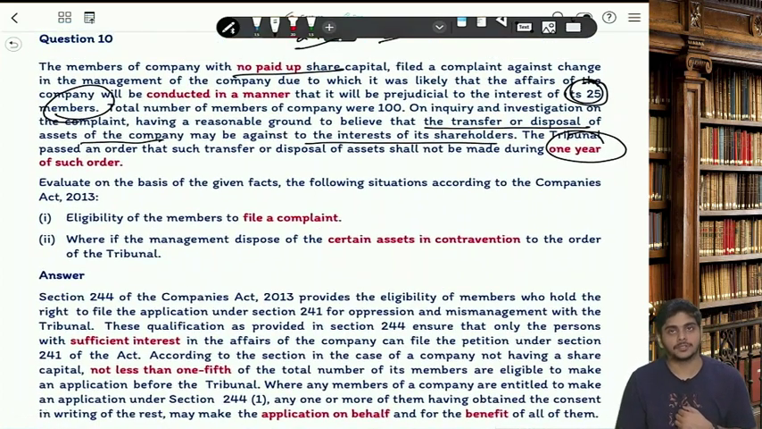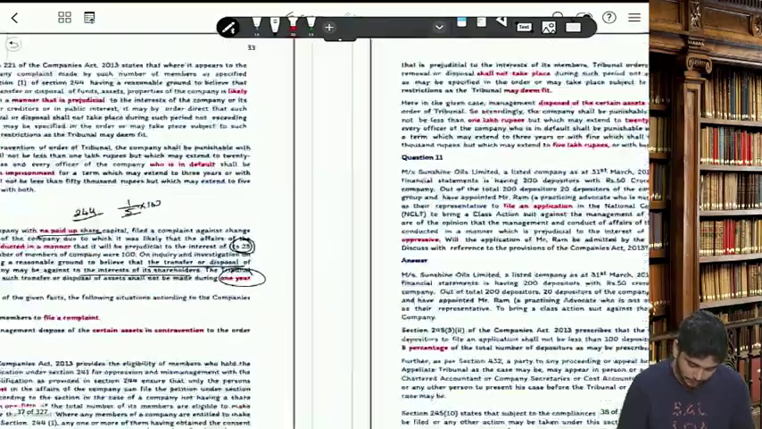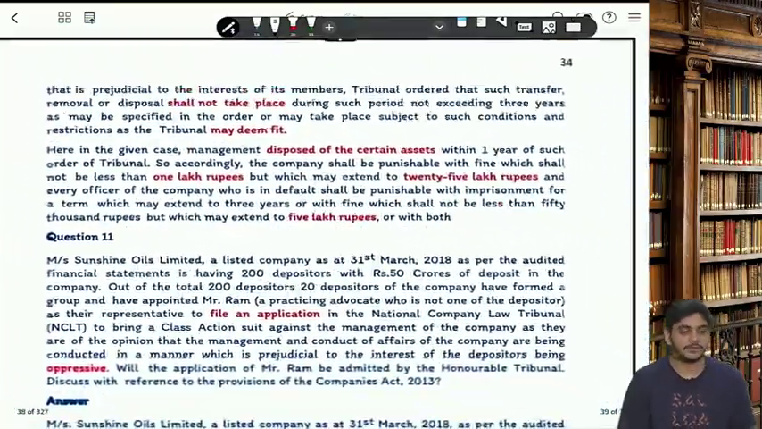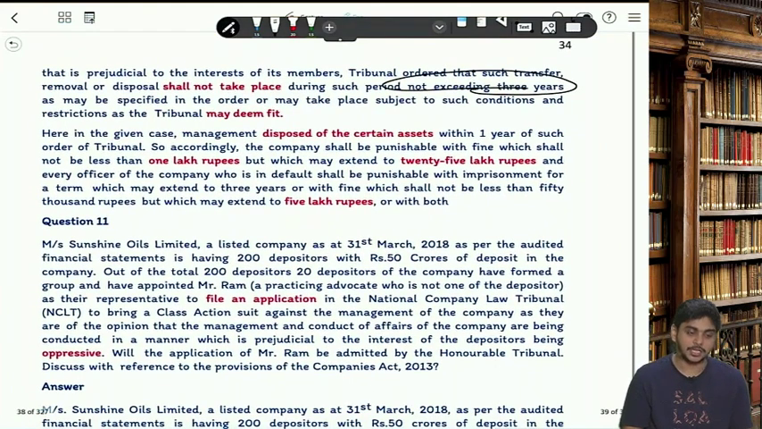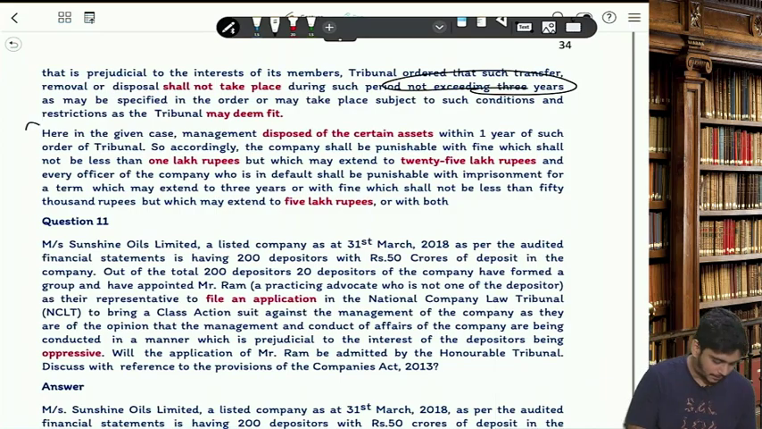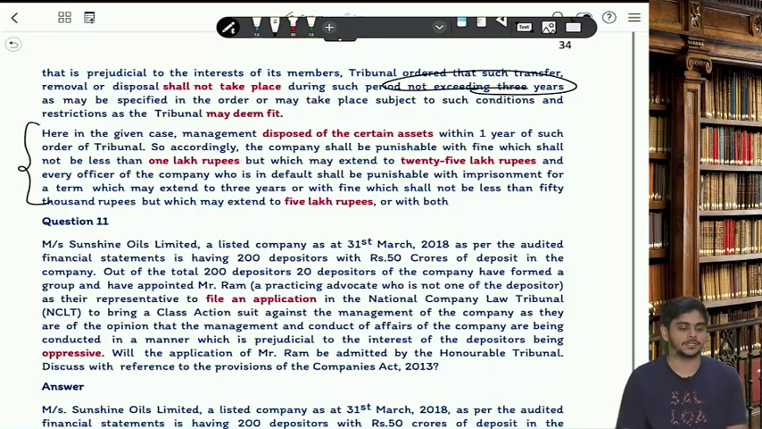Number two is basically on the selling of assets. So if the tribunal has passed an order that you cannot sell the asset, the tribunal can pass the order for maximum 3 years, okay? So I think this would be in section number 221, that comprises the investigation chapter, and there would be penalty, and the tribunal will give the order for maximum 3 years, not exceeding 3 years. Achha, in case you have sold it within whatever order the tribunal has given, you will be liable to a penalty.